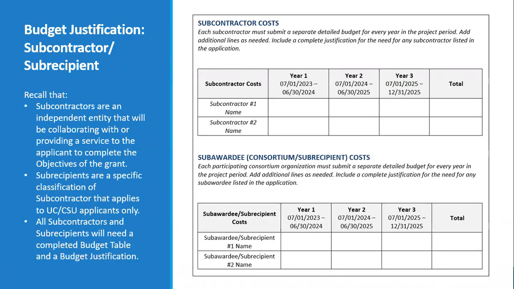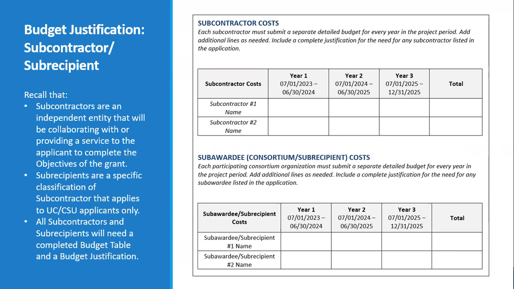Now on to some more discussion of subcontractor and subrecipient here in the justification. And a reminder that for each of these, you'll need to include a complete separate budget table and budget justification for all the costs incurred by the subcontractor or subawardee.